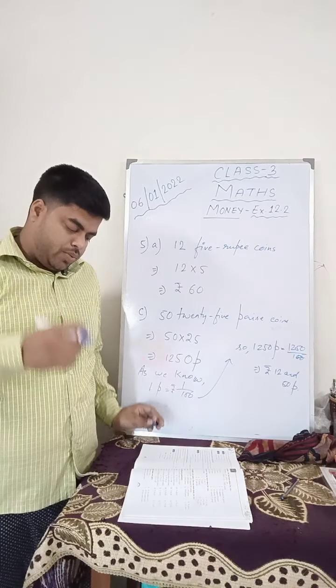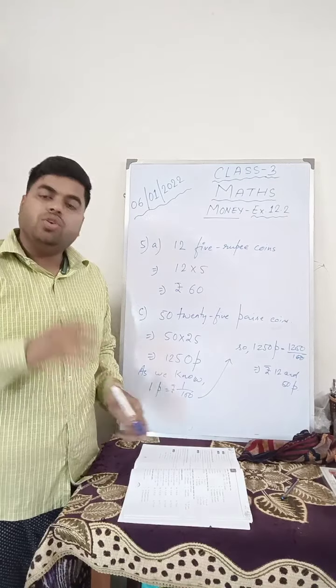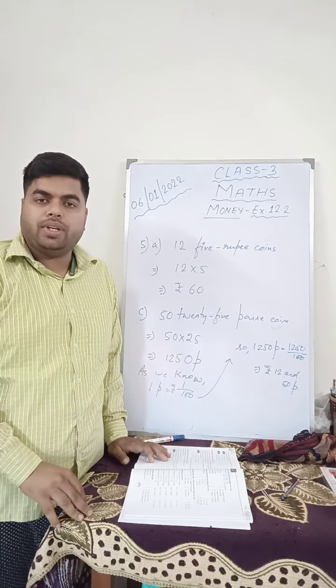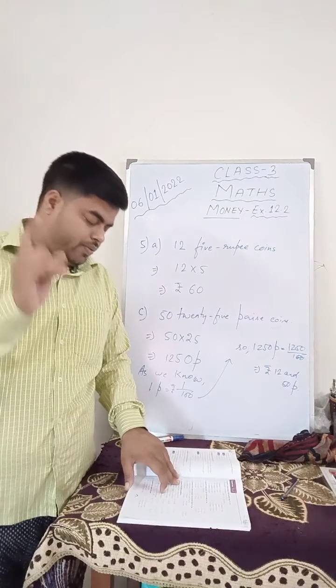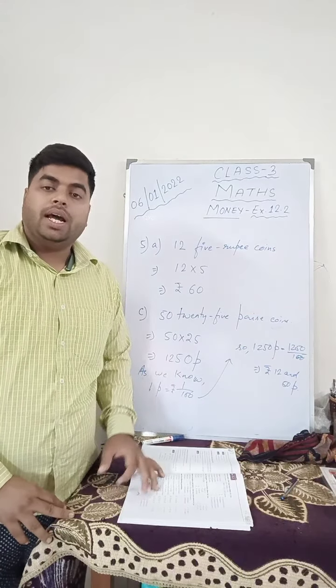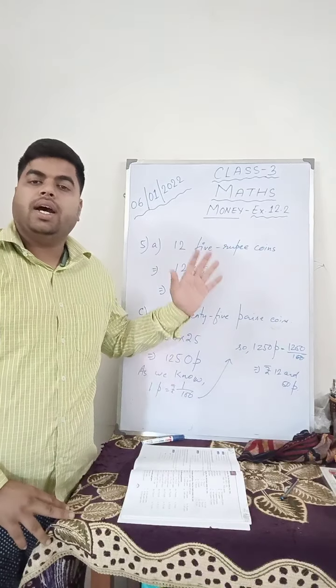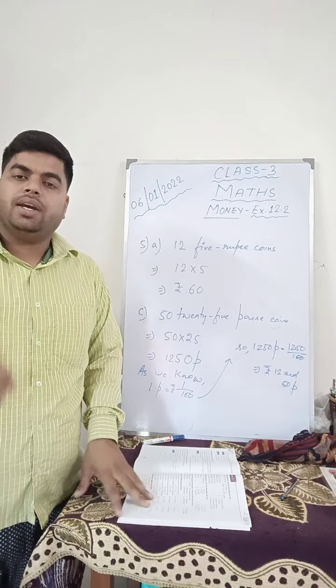Now again, suppose for example number F, 10 5-rupee coins. So 10 into 5, that is rupees 50. I hope you have understood. So please complete this full exercise, that is 12.2, in the copy along with the process I have shown, with every detail.